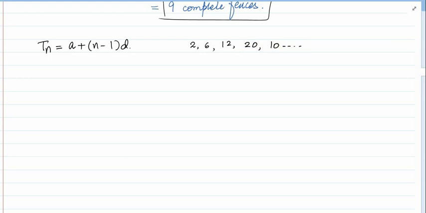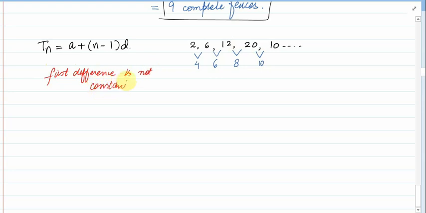So the first thing that will create a problem is that when you find the differences, the first difference is 4. The next difference is 6. After that, the difference 20 minus 12 is 8. And then the difference is 10. Now, I can say that the first difference is not constant.